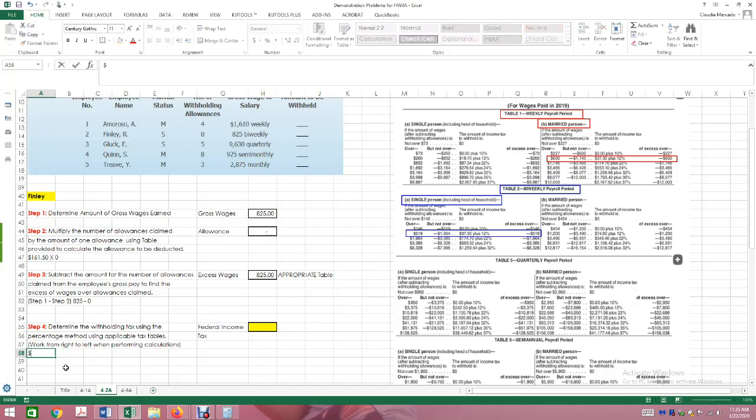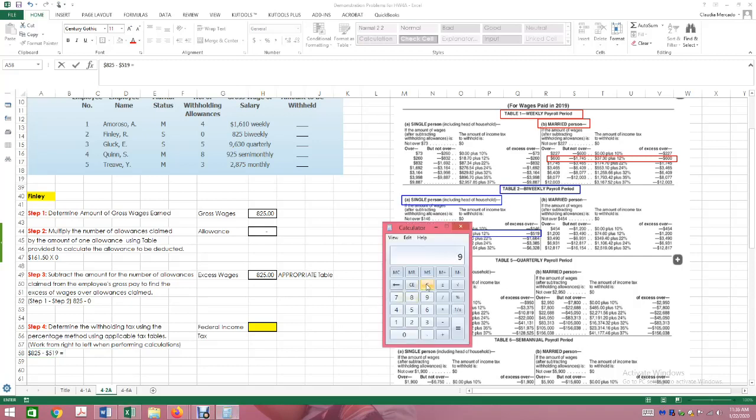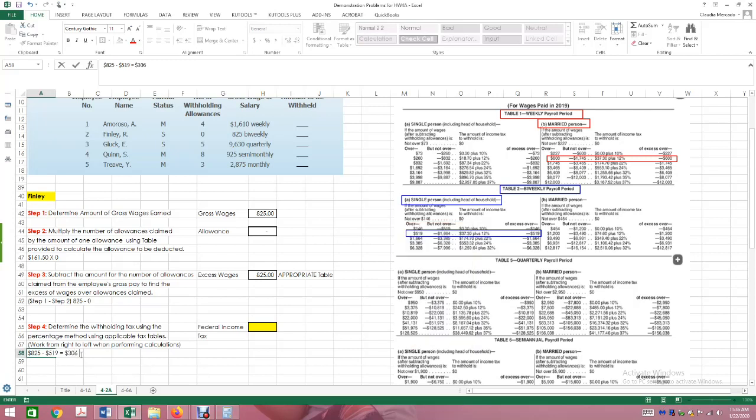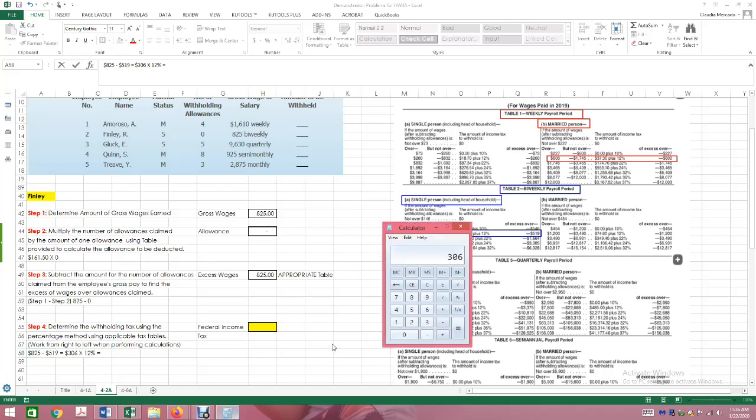You always start off with the figure that you calculated on step 3, which is $8.25. You're going to subtract the amount on the right hand side first, which is $5.19. Let's see what that gives us. That will be $8.25 minus $5.19. That will give me $306. The next step is to multiply it against the rate provided, which is 12%. So we're going to multiply times 12%. That's going to give me 3672.